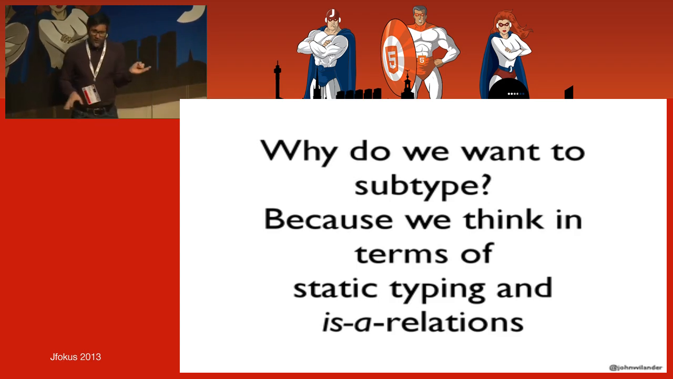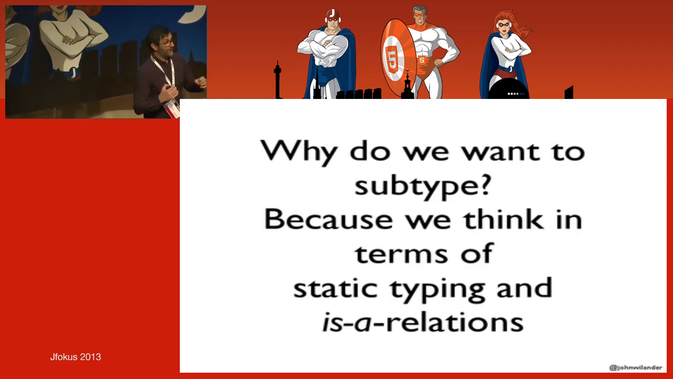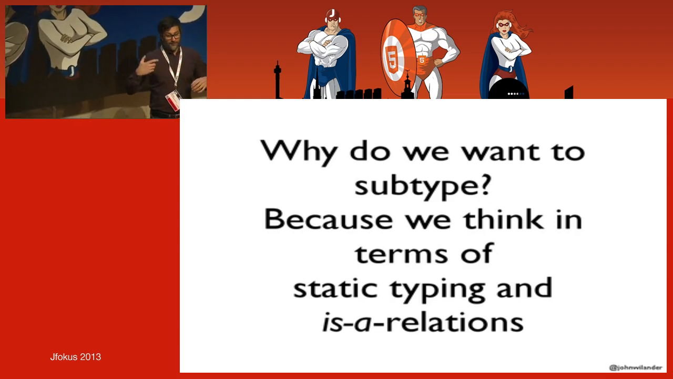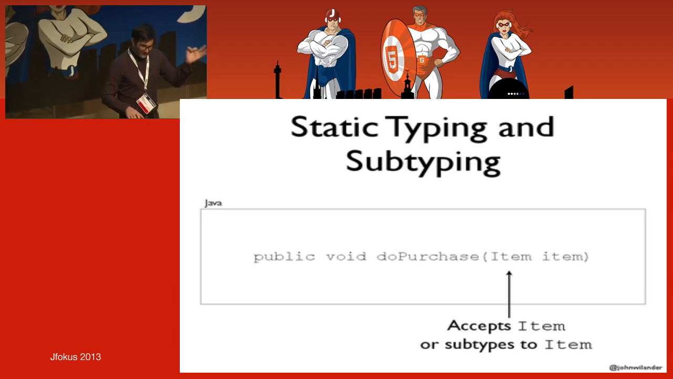Why do we talk about and want subtyping, especially if we come from a Java background, which I come from? I think it's because we think in terms of static typing and is-a relations. So, for instance, a student of computer science is a student, if we built an object-oriented system for handling students in register or so. So let's look at that.